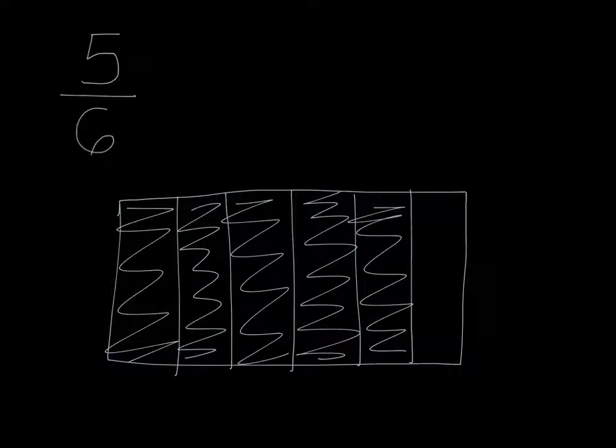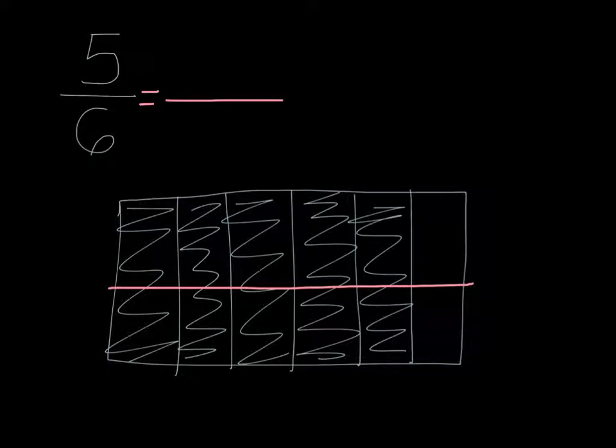Now, to find an equal fraction, I want to see what would happen if I divided those 6 in half. So I multiplied each 6th by 2. You can see this 6 was multiplied by 2. I now have 2 pieces.